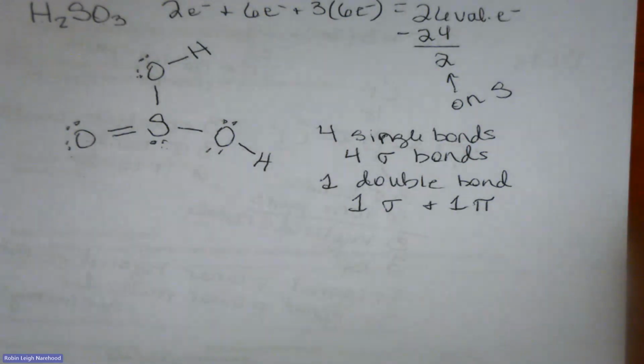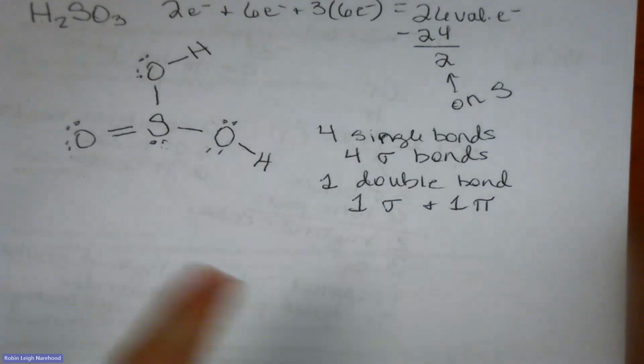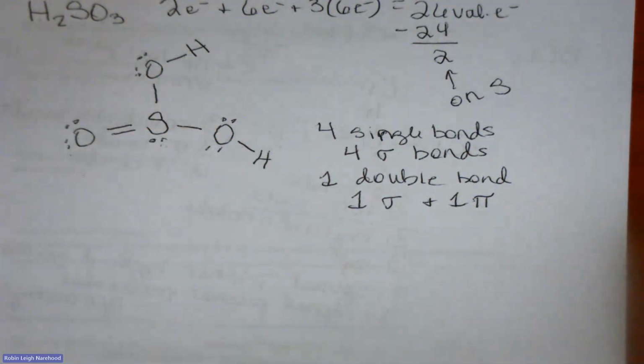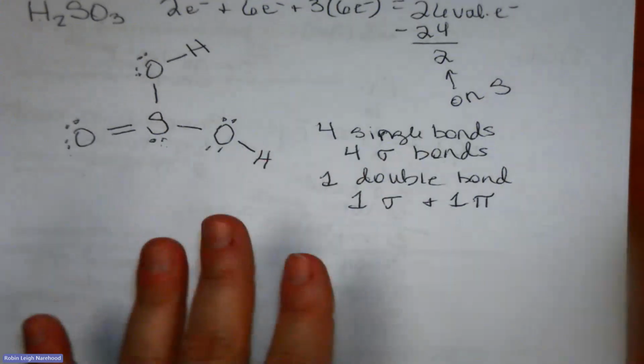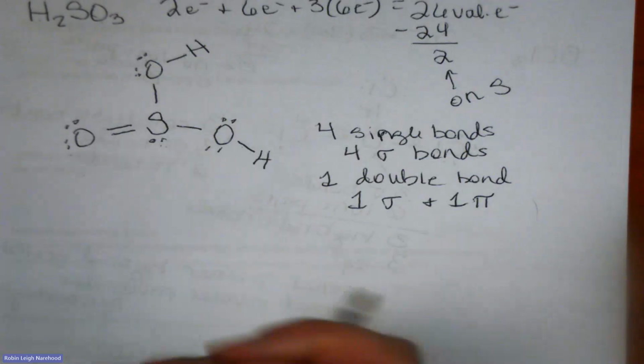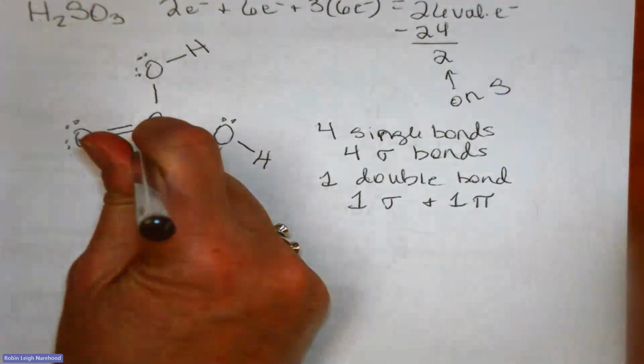Okay, so then we're going to do the hybridization. We could do the hybridization of the oxygens or the sulfur, and I'm just going to pick sulfur. But anything that has more than one bond is hybridized. So all the atoms except hydrogen, we could figure out what happens to their orbitals. So we're just going to figure out what happens to sulfur's orbitals.